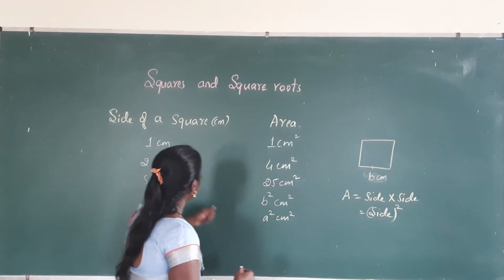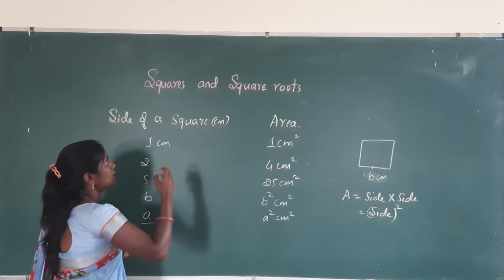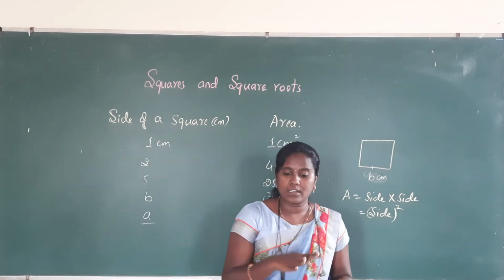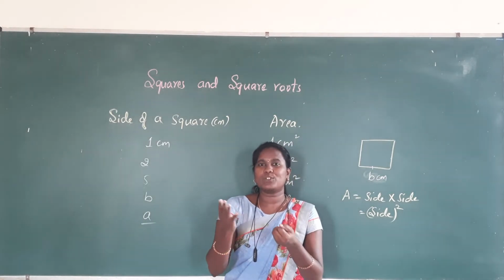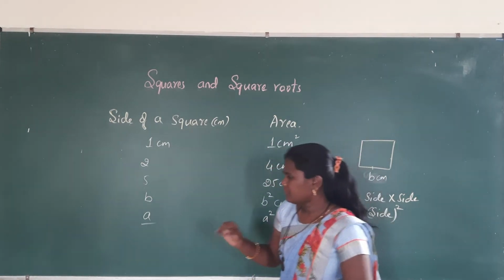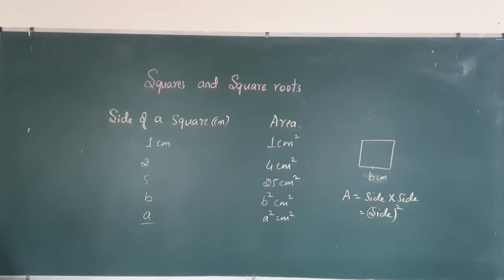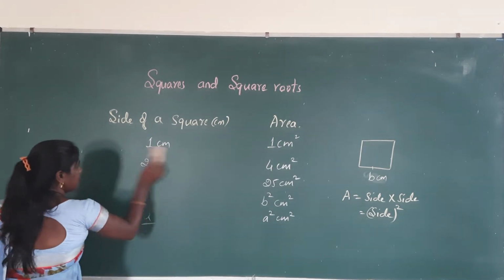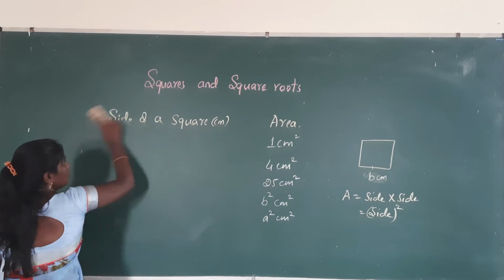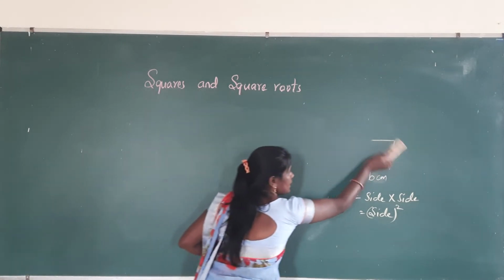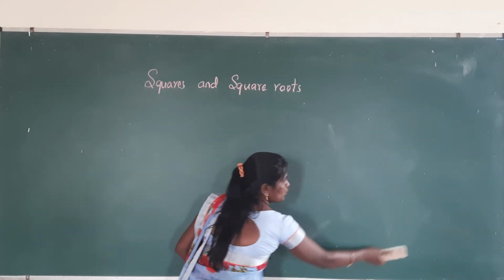Now, in this squares and square roots lesson, we are going to learn briefly how to get the squares and how to find the square root of any given number. Now we consider some numbers here: 1, 4, 25, b square, a square. What are these numbers called? What do you call such numbers? Such numbers are called perfect squares.